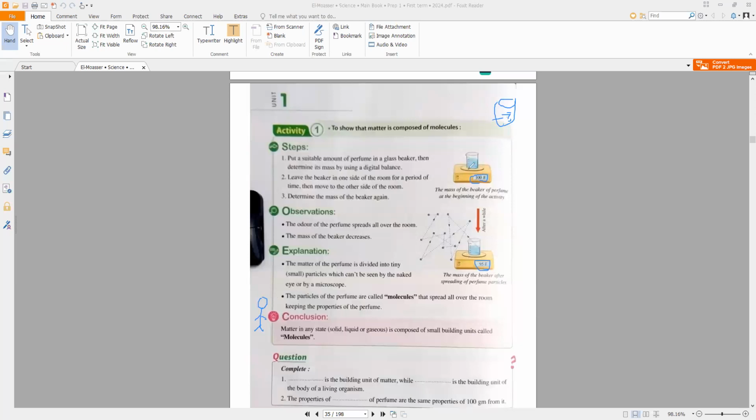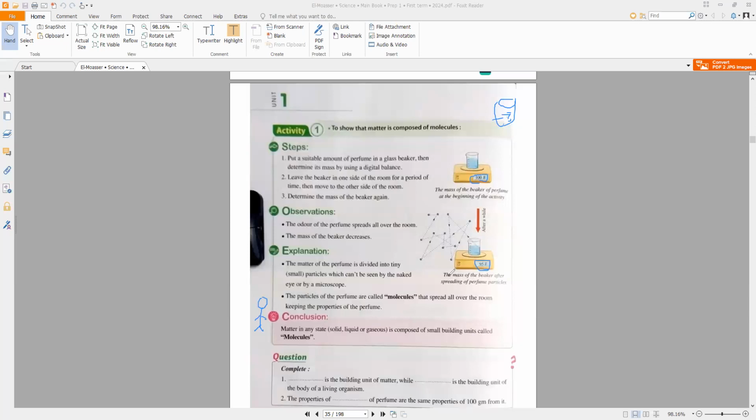Molecules are the building unit of matter. Why is the beaker containing perfume 100 gram before the activity, and after the activity its mass is 95 gram, its mass decreases? Because some molecules of this perfume move through the air to the other side, so its mass decreases.